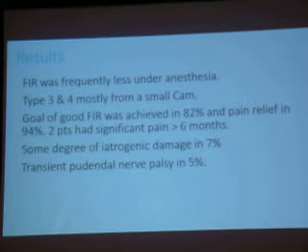All right, so the study summary: type 3, type 4 also primary. Here are my results on the 2009 series. I was able to get good FIR, good range of motion, 82%, and pain relief at 94%. And I had 2 patients that had significant pain after 6 months. So that answers your question about what percentage of people have trouble.